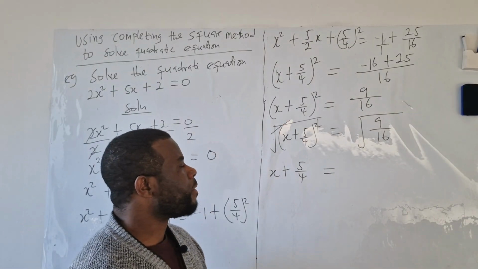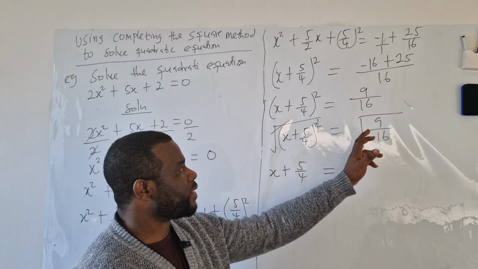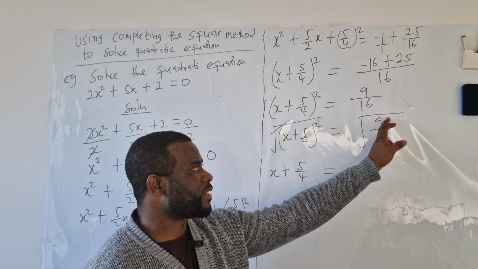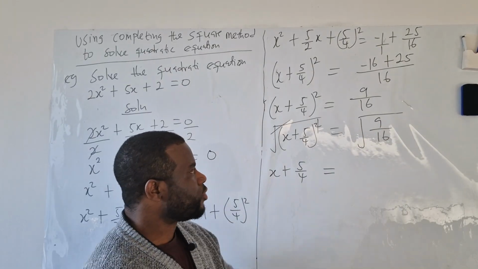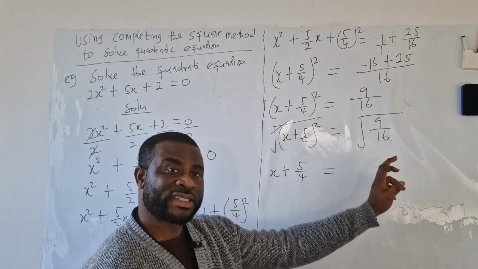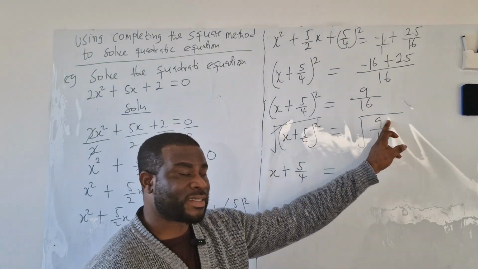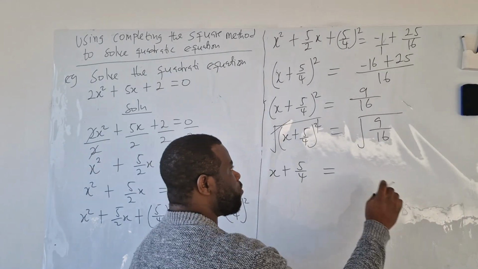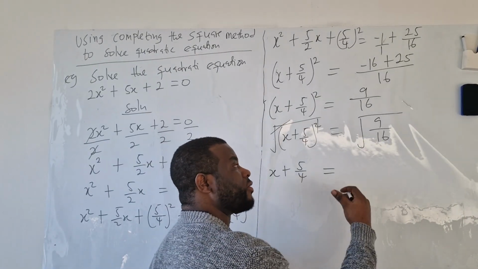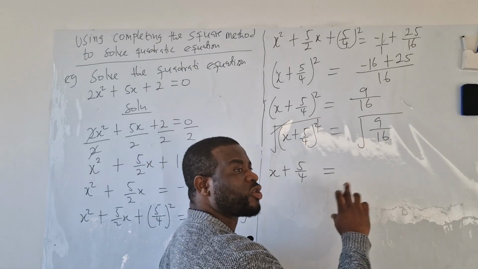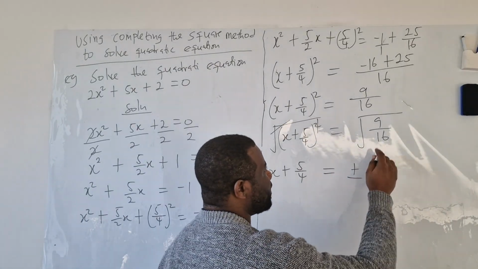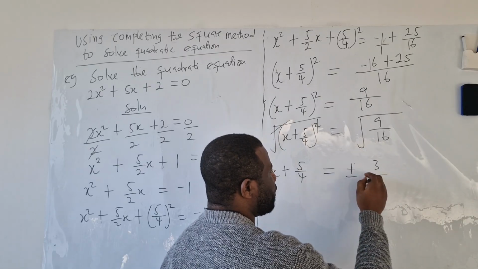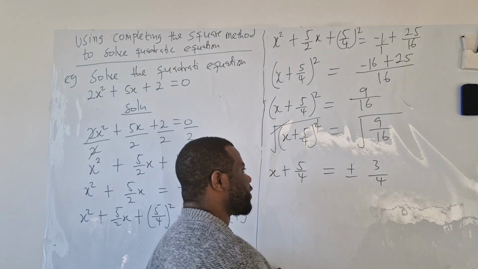Now, you find this one is a square root of 9 on 16. So the square root is affecting the numerator and then the denominator. So square root of 9, square root of 16. The square root of 9 is 3, and square root of 16 is 4. Good. But whenever you find a square root of any number, it's plus or minus. So we have plus or minus 3 on 4.